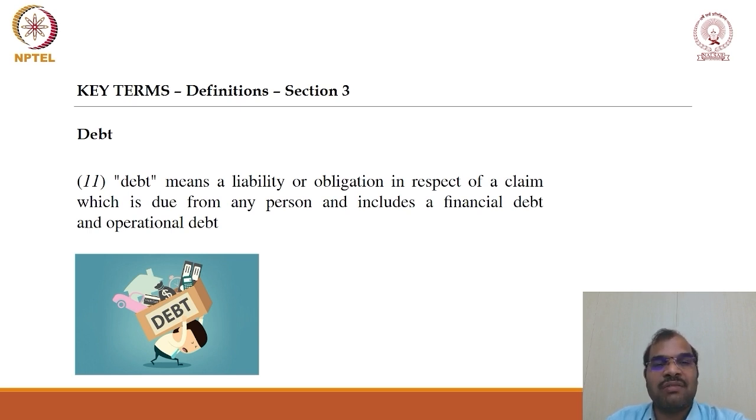If you observe the definition of debt, you have to underline the words liability, obligation, claim, financial debt and operational debt. Liability means I am liable, obligation means I have some obligation. Liability and obligation are used synonymously. And there is a definition for claim also. Subsequently we are going to discuss the meaning of claim in the subsequent lessons.